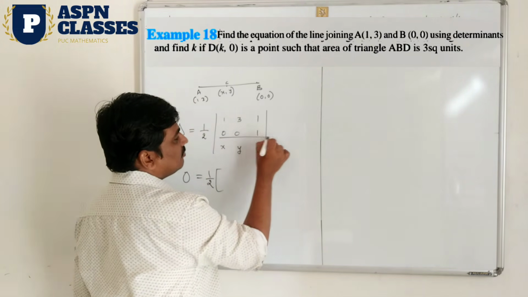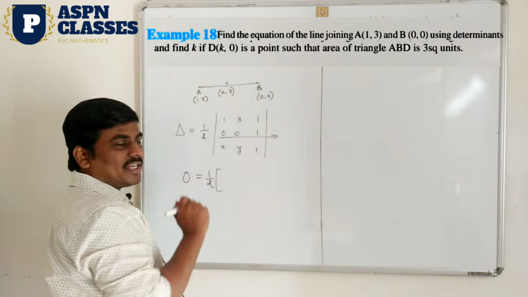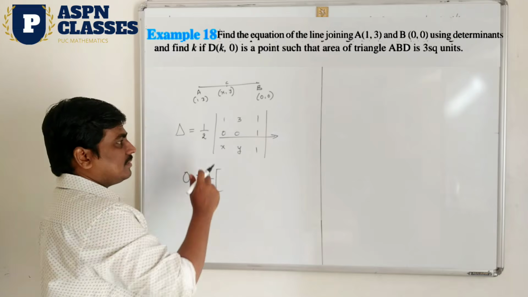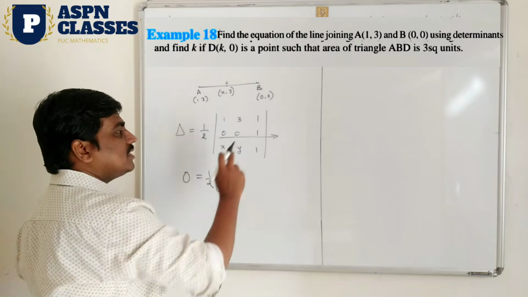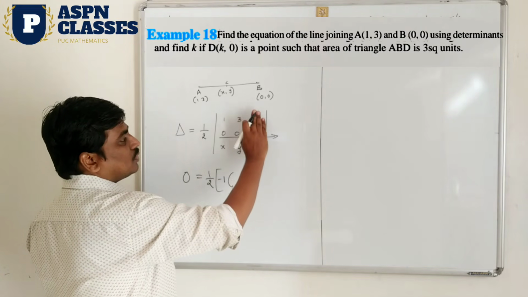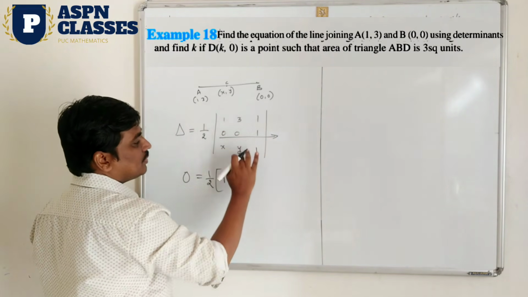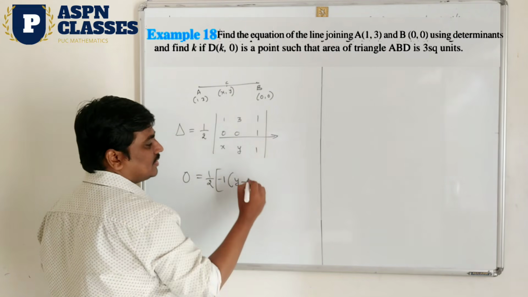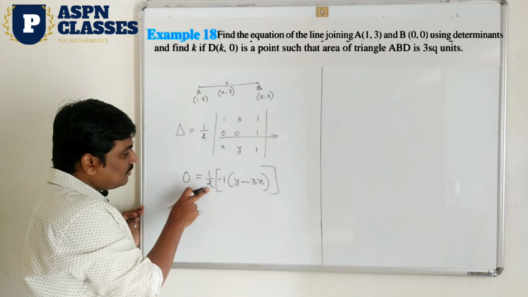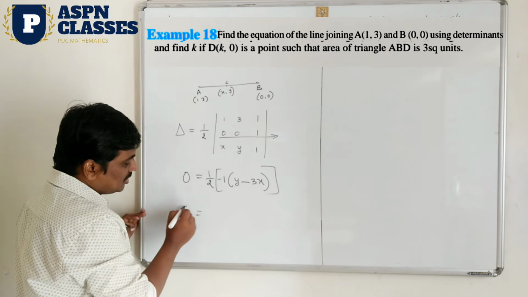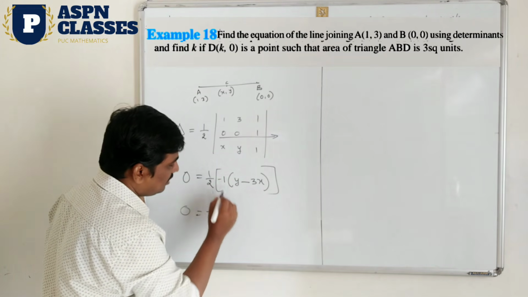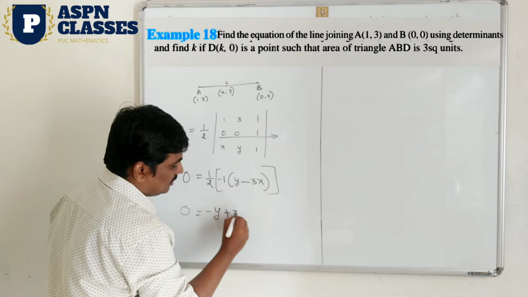Better to expand along this row, because you already have two 0s there. The signs are minus, plus, minus, so this one takes minus. So start with minus 1 into the bracket; the middle row and last column get cancelled. 1 into y is y, minus x into 3 is 3x. The 2 divided, shifted to the other side, multiplied: 2 into 0 is 0. Then minus 1 multiplied here: minus y plus 3x.